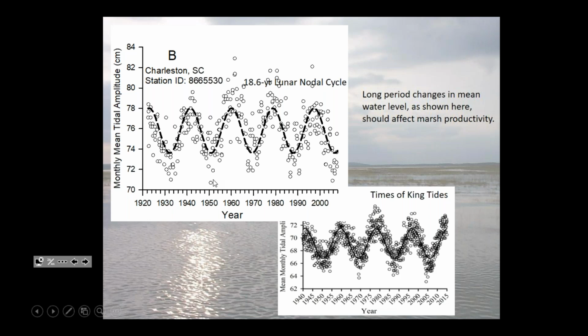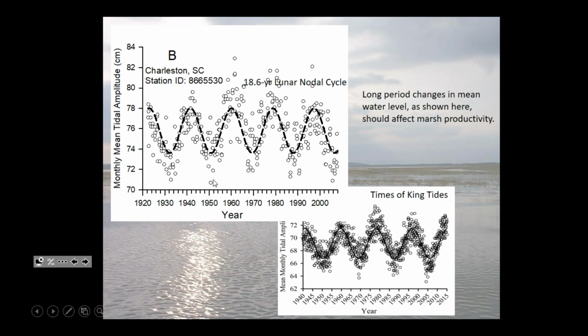And this is a graph of mean high water, the mean amplitude of the tide from the NOAA Charleston gauge since about 1920. And there it is, there's that 18.6 year cycle. These are monthly means. And if you look at the extremes of the monthly means, I mean, it's extreme. And here, this is just more contemporary data. I've taken it up to 2015. 2015 was about the peak of this cycle. This is when you have really bad king tides during this part of the cycle.